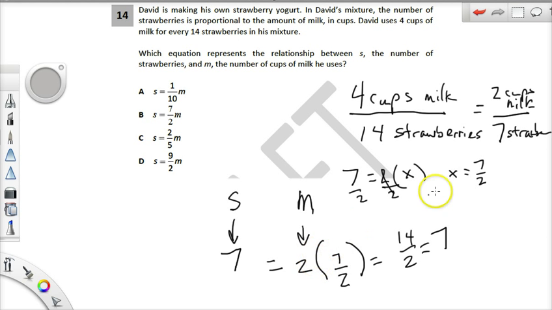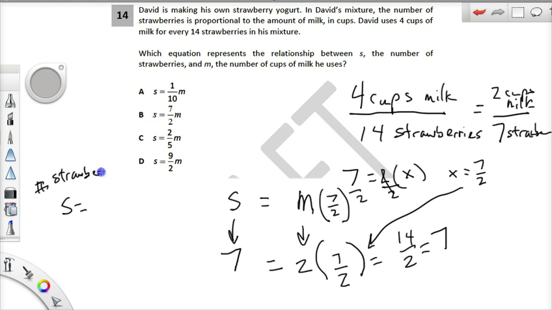So let's check our equation. Let's say this actually was S, M, and our constant of proportionality here, 7 halves. Let's see if that works as a final check. If we're saying the number of strawberries is equal to 7 halves times M, and this is cups of milk.